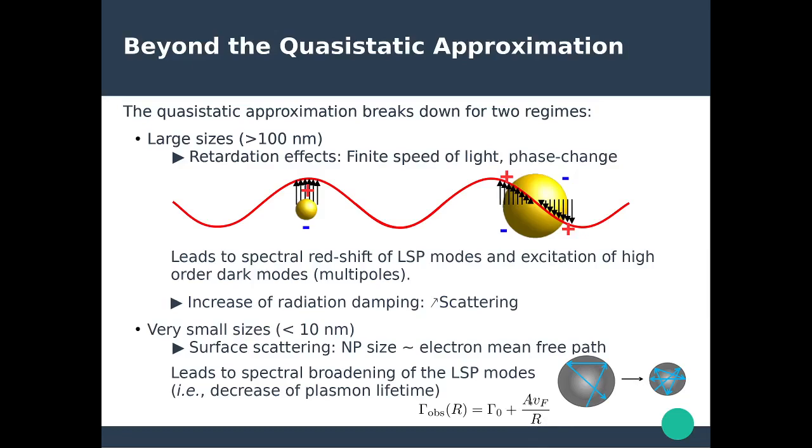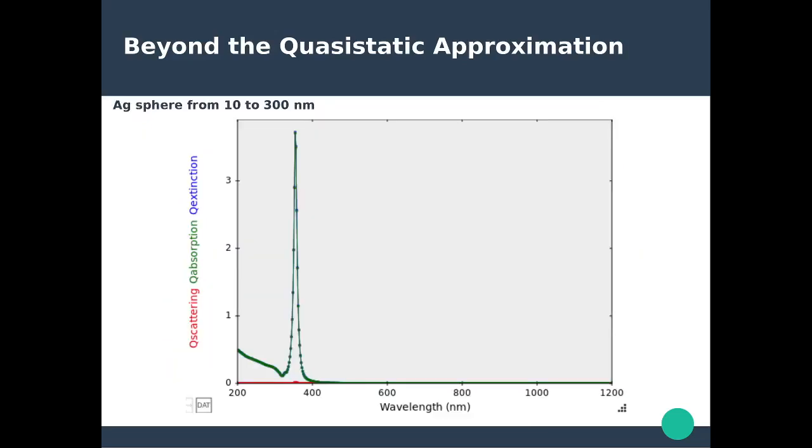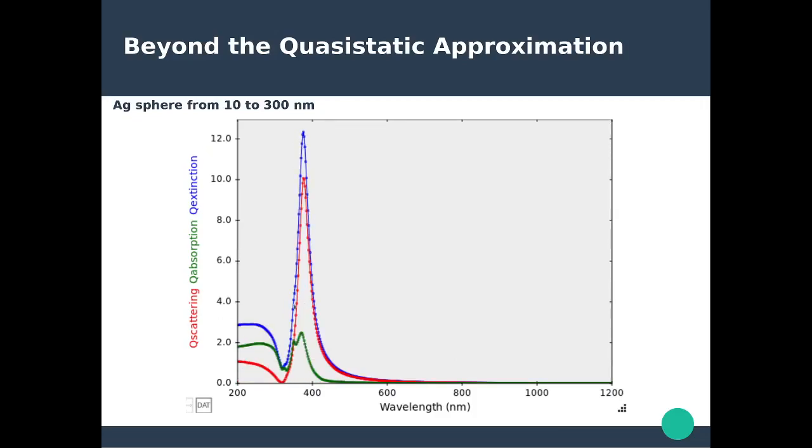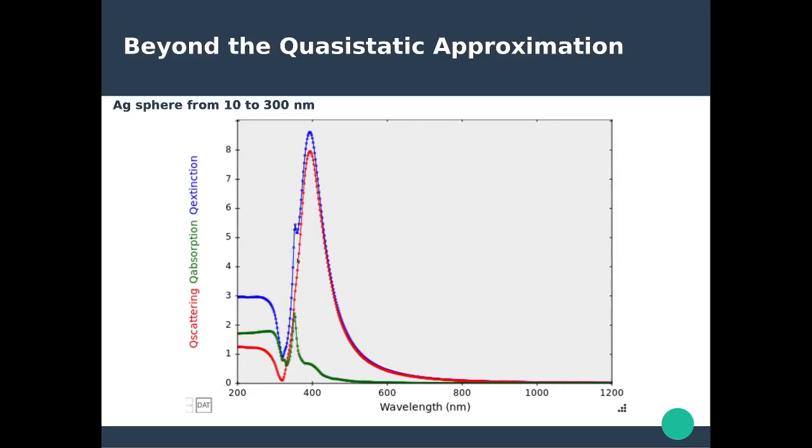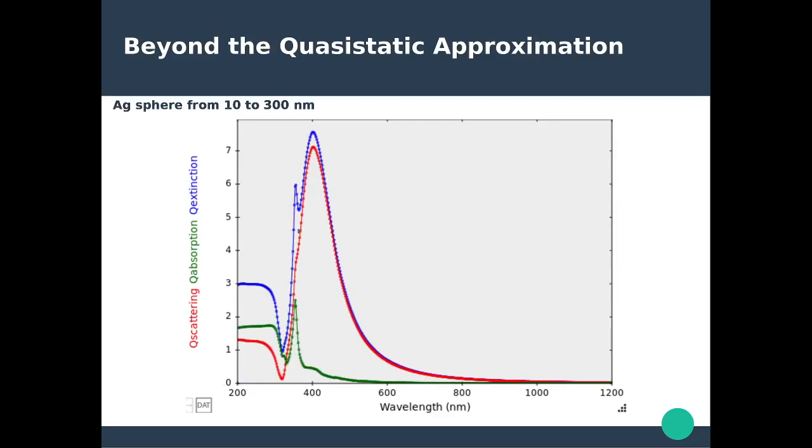So if you calculate the spectra, the optical cross sections using Mie Theory for a silver sphere, and you change the size continuously from 10 nanometers all the way to 300 nanometers, this is what you get. So you have a single plasmon resonance, which is a sharp plasmon resonance. You see that you have a transition in terms of ratio between scattering and absorption, and then you have these additional peaks that are showing up.